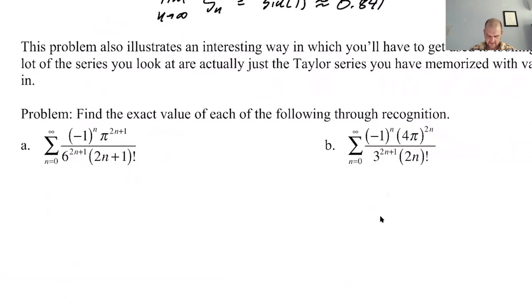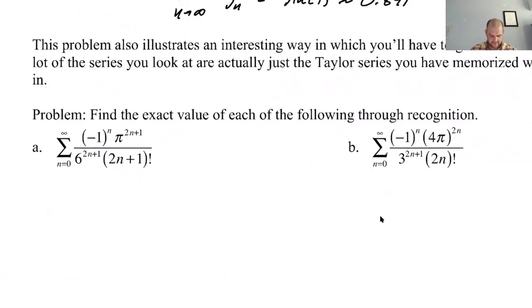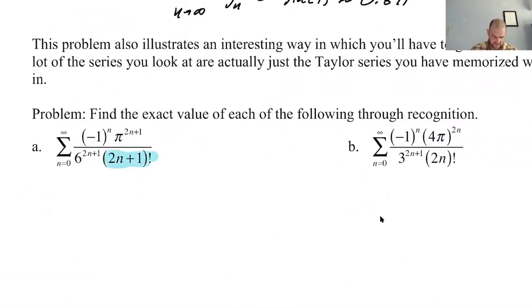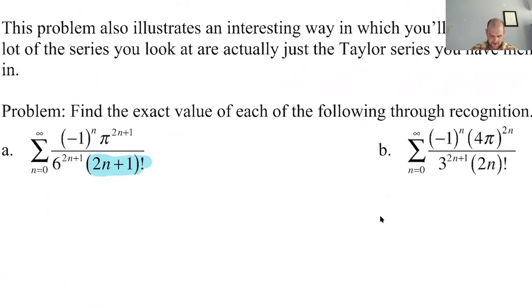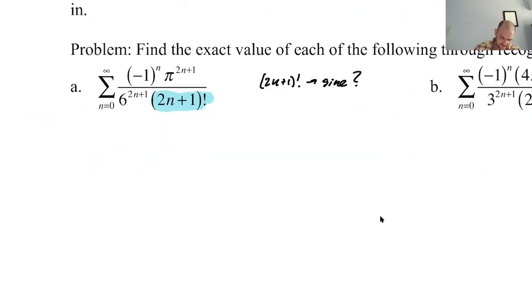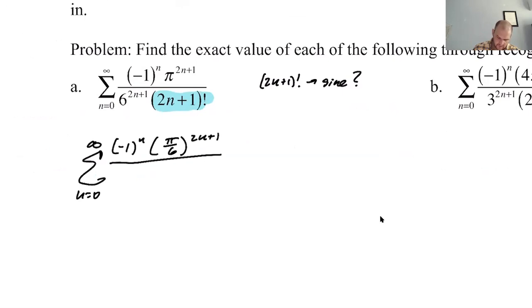So find the exact value of each of the following through recognition. So this is the thing that I did on the previous page with the e to the x over 2. You look at the denominator, and you see a 2n plus 1, right? So 2n plus 1 factorial should be sine. Right, but it's sine of what? So start rewriting. Try to get everything you can to be to the 2n plus 1 power. Maybe 1 to the n. Then I got a pi over 6 to the 2n plus 1 over 2n plus 1 factorial.